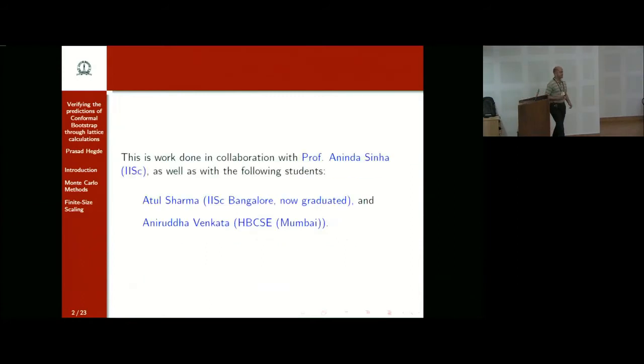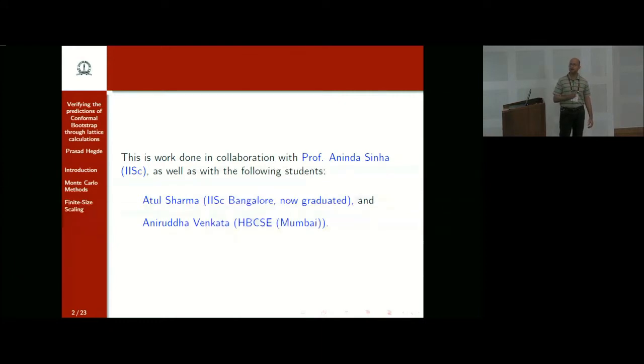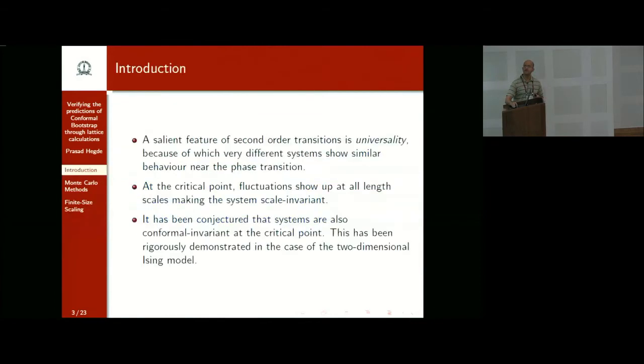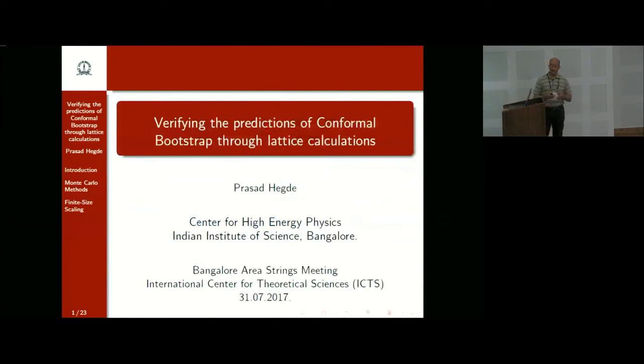Thanks to my colleague, Professor Anindo, who got me interested in this. And thanks, of course, to two very hardworking students, Atul Sharma, who was a UG, he has now graduated, and Anirudh Venkat, who's going to be spending the summer with us at IISc. He's actually from HBCSE in Mumbai. Thanks to all of them, we've actually begun looking at verifying, as the title describes, the predictions of conformal bootstrap through lattice calculations.